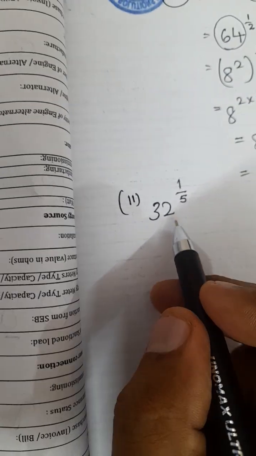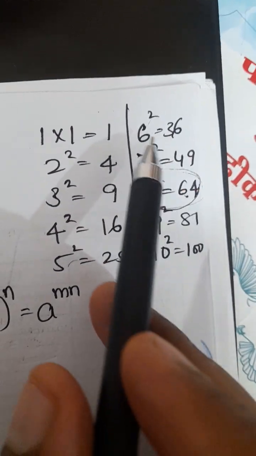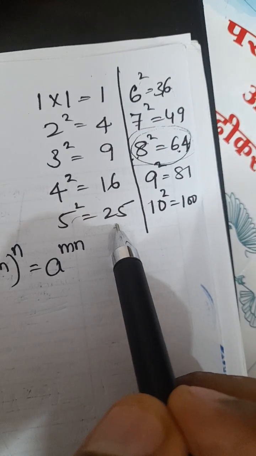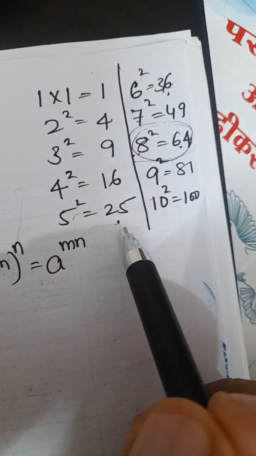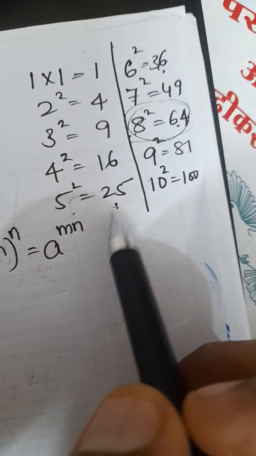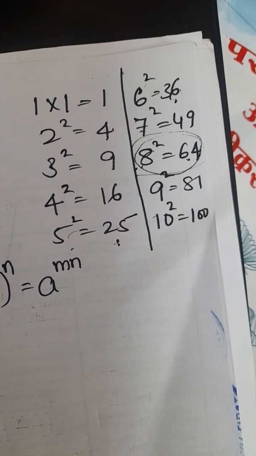32 to the power 1 by 5. 32 is not a perfect square, because if you look at the table here, you don't find 32 anywhere. After 25 you have 36. 32 lies between 25 and 36, that is 5 square and 6 square, so it is not a perfect square. So how do you find the answer?